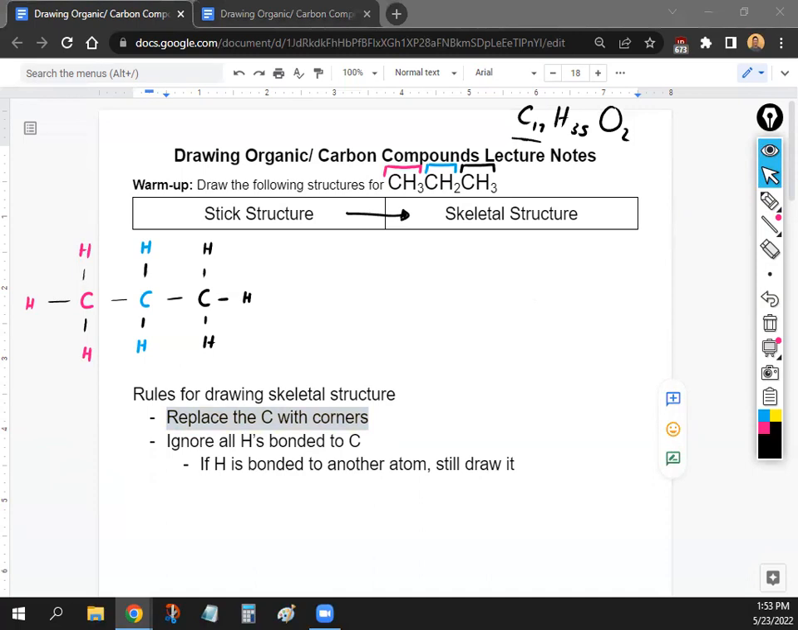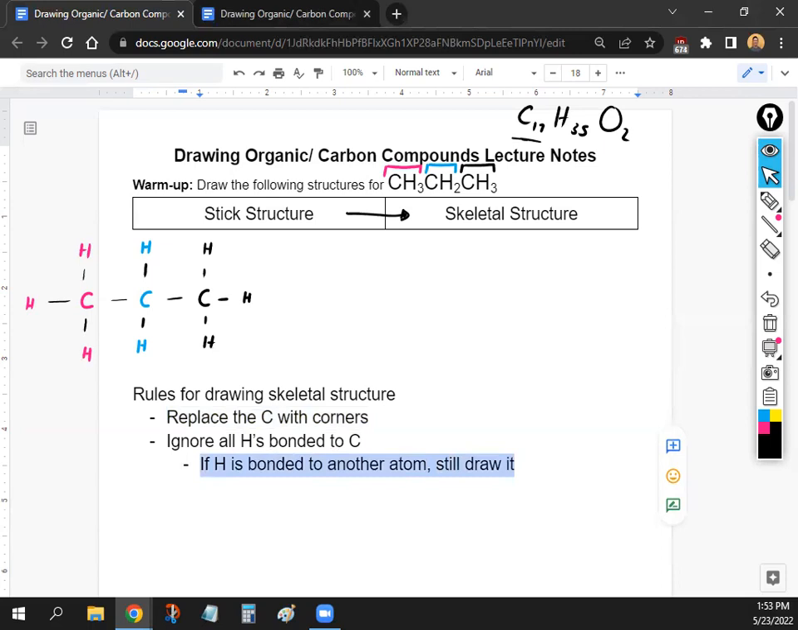Okay, and the second rule is that if there's an H that's connected to a carbon, we don't draw it. So all of these H's, you see how they're all connected to a carbon, right? We're not going to draw them anymore. So you can already see how it's going to get a lot easier to draw. Okay, however, if H is connected to another atom, you still need to draw it. So for example, if it's connected to like an N, right, a nitrogen, you still have to draw it. If it's connected to an oxygen, you still got to draw it. Anything other than a carbon, you got to draw those H's. But any H connected to a carbon, you don't need to draw.